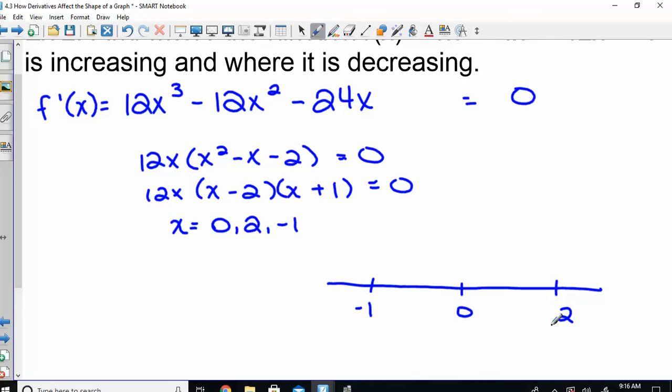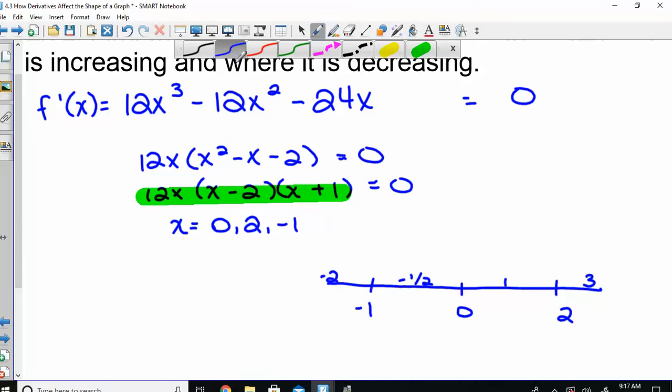Okay, then we do test points, which is the easiest option. So smaller than negative 1, okay, negative 2, in between negative 1 and 0, in between 0 and 2, and bigger than 2. Okay. I need to plug these into the derivative. So you can certainly plug them in. Here, I prefer to plug them in once it's factored because it's a little easier for me to tell.